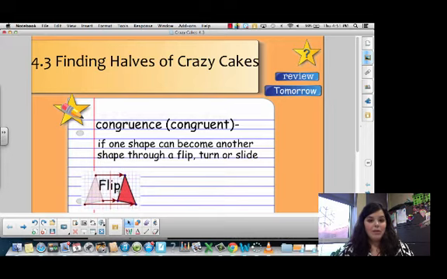First, I have a flip, which is actually going to use that line of symmetry, and the figure is actually going to be flipped over. So think of like a pancake cooking on the griddle. I can lift it up and flip it over completely.